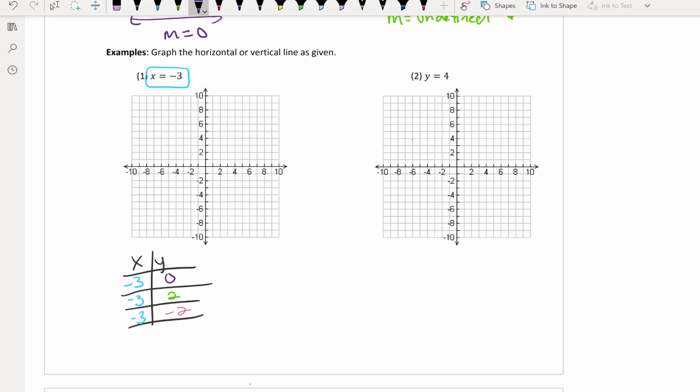So -3, 0 is right there. If I have -3, 2, that's there. And if I have -3, -2, that's there. So my line ends up being vertical. This ends up becoming a vertical line, and my slope is undefined.